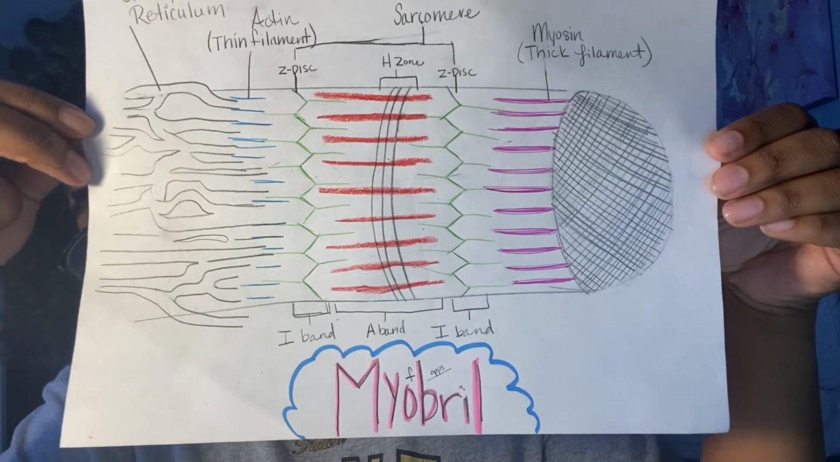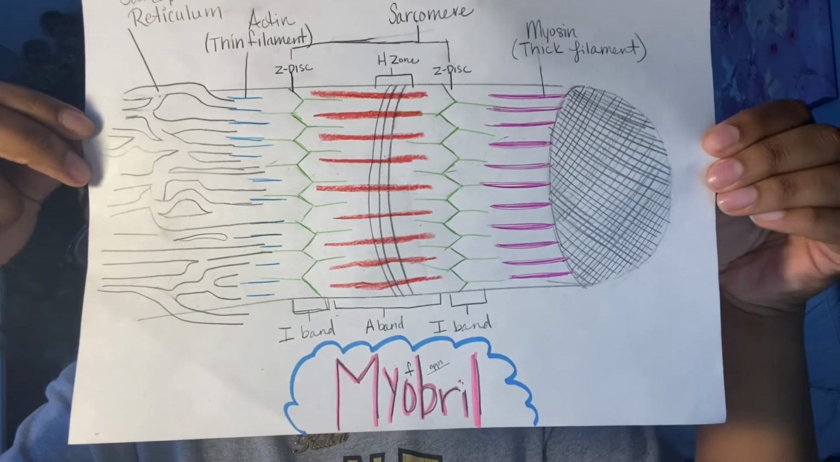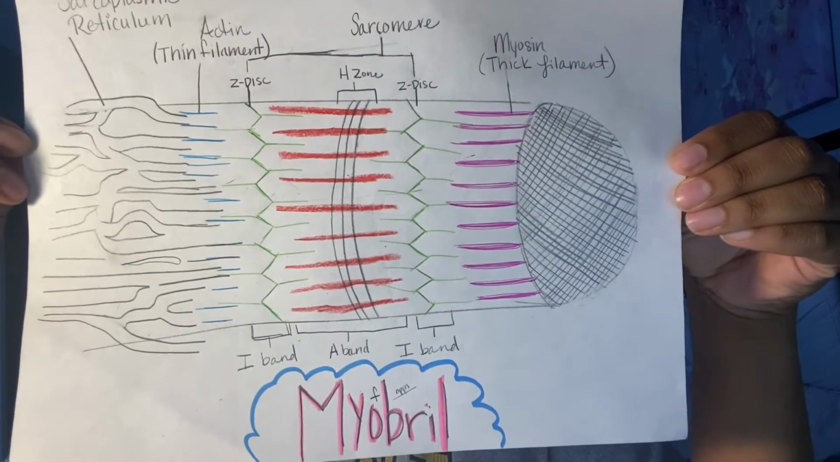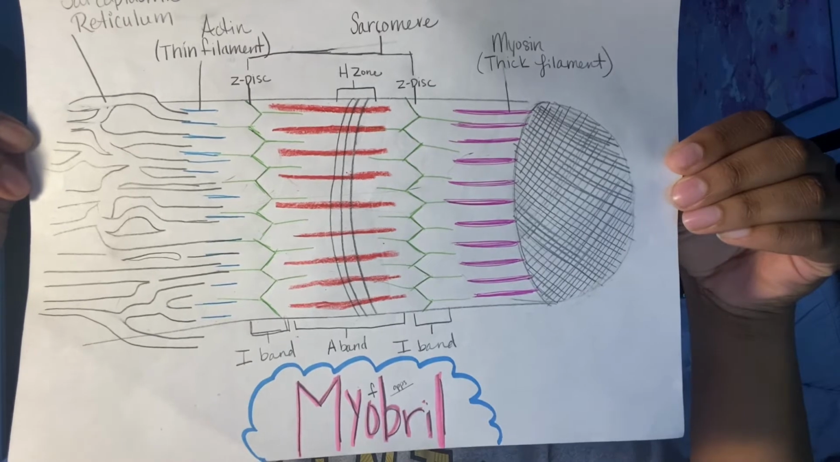The action potential is going to use calcium. You may be asking where that is. It's actually in the SR, the sarcoplasmic reticulum. Very important process is going to happen.